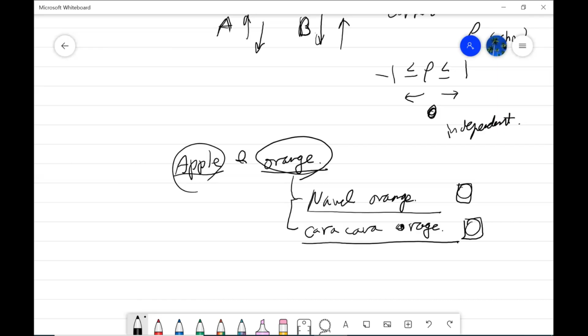But by the way, as I heard, the Cara Cara orange is known to be sweeter and less sour than the navel orange.